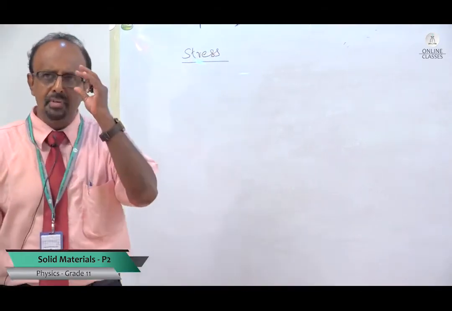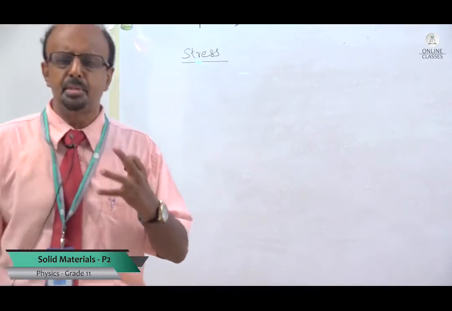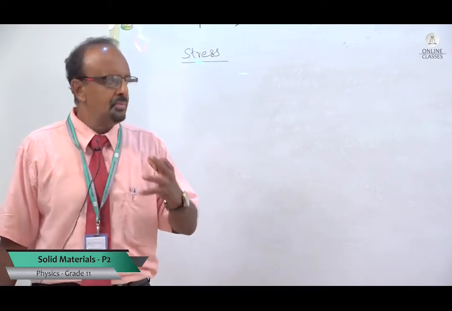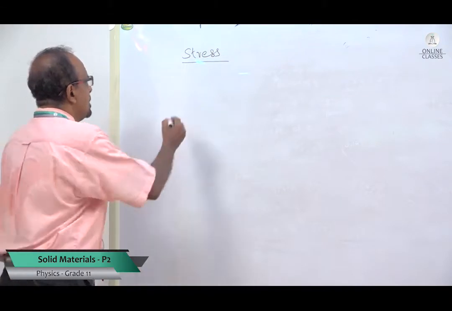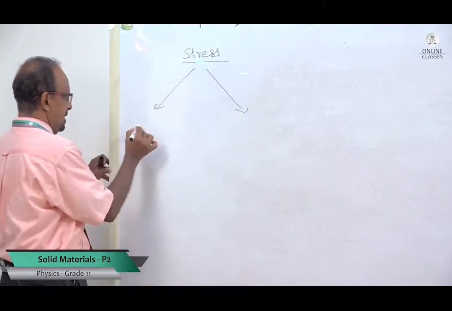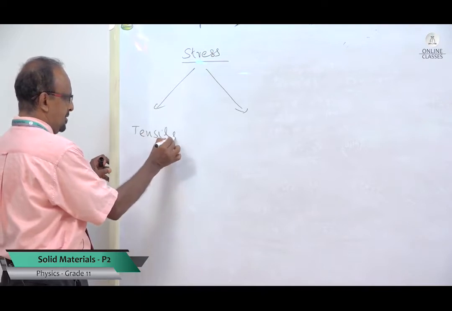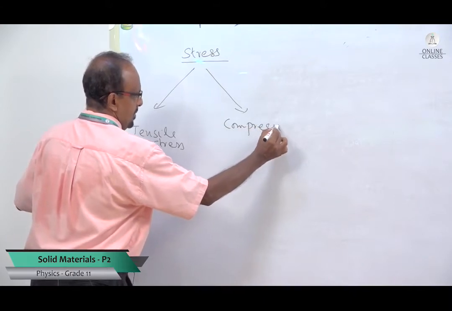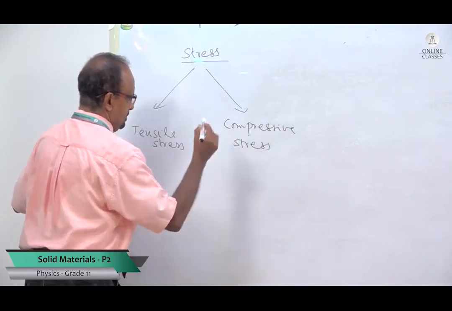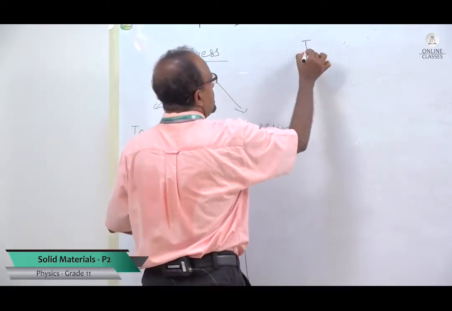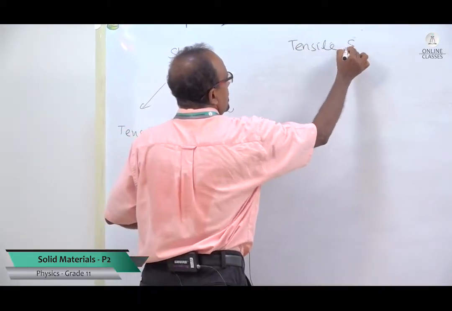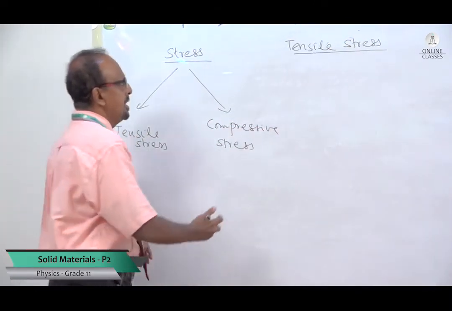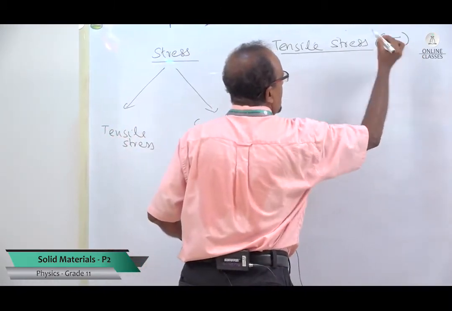Under stress, the simple definition is force per unit cross sectional area. But when you are talking about stress, we are going to divide it into two parts: one is tensile stress, the other one compressive stress. So we see what is meant by tensile stress. Tensile stress, the symbol will be sigma.